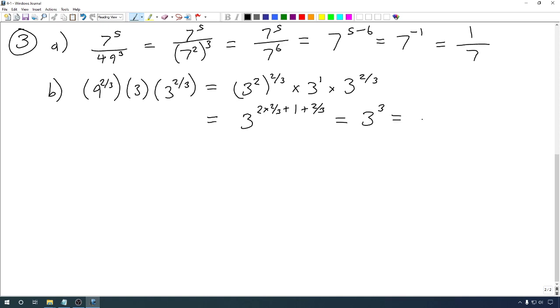3 cubed. Maybe you might not know this off the top of your head, but it is 27. It's 9 times 3. So you have to multiply 3 3's together. And that is definitely as simple as we could possibly make it.